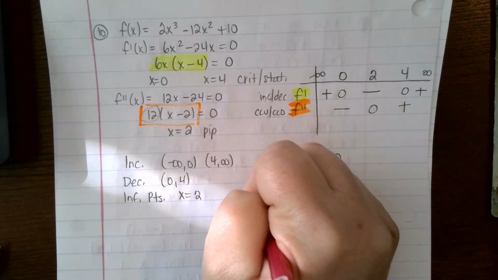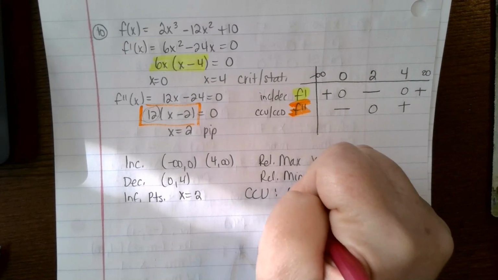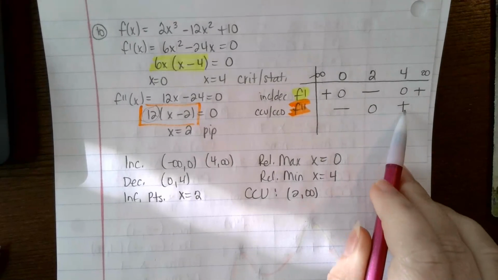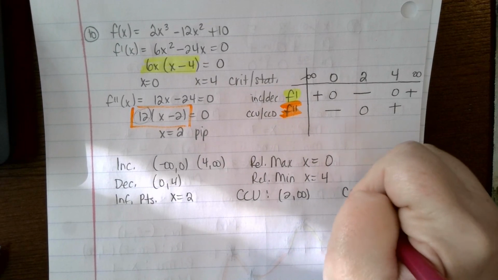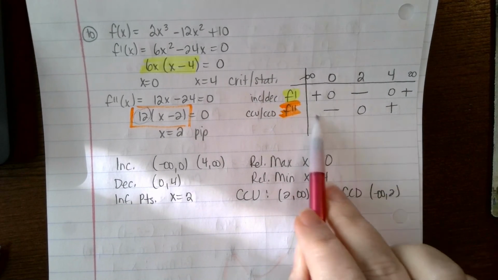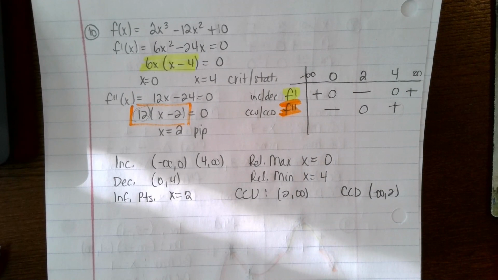We are concave up from 2 to infinity, because the second derivative is positive. And we are concave down from negative infinity to 2, because the second derivative is negative, or less than 0. And that concludes number 10, and that concludes our practice problems.